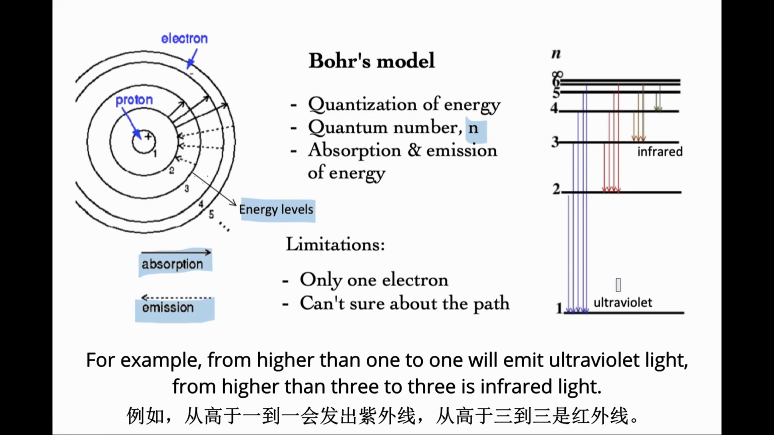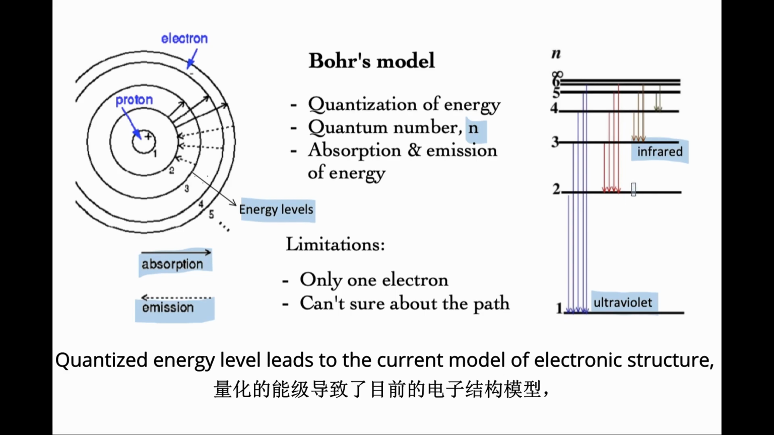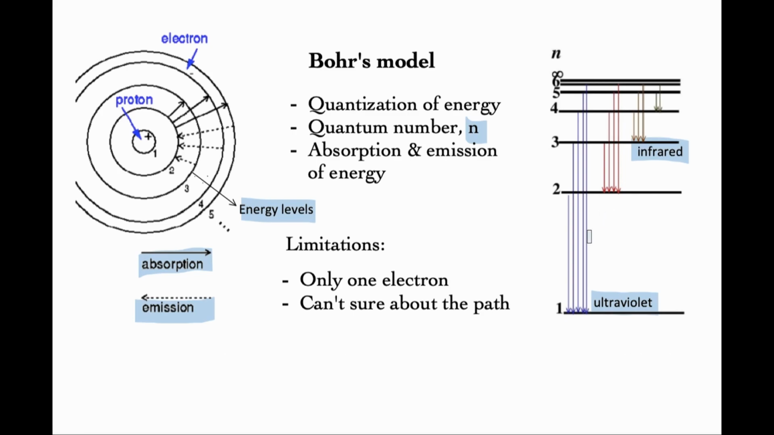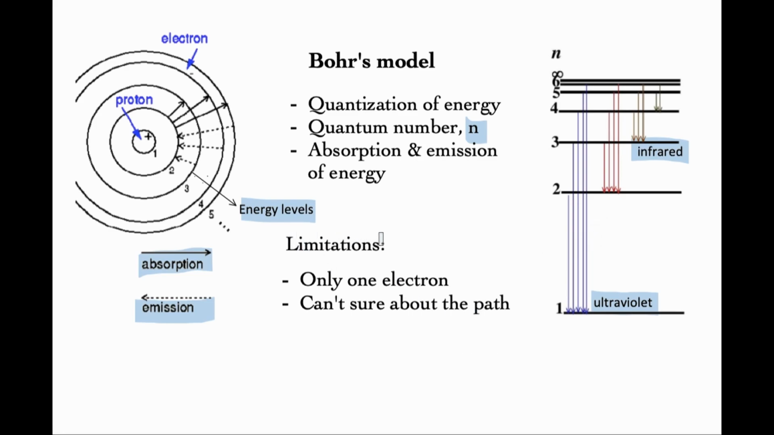For example, from higher than 1 to 1 will emit ultraviolet light. From higher than 3 to 3 is infrared light. The Rutherford model did not mention this. Quantized energy levels lead to the current model of electronic structure, which uses valence electrons to explain the properties of elements. However, Bohr's model also has limitations.